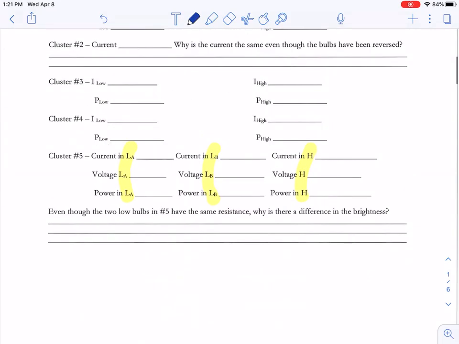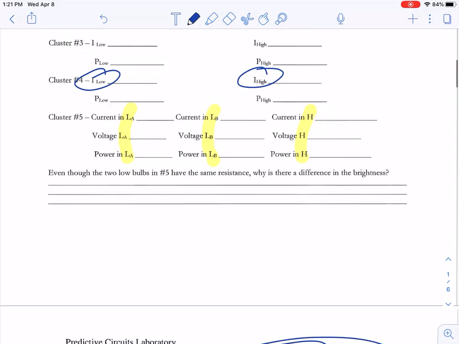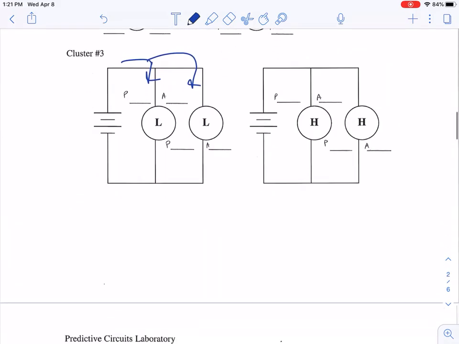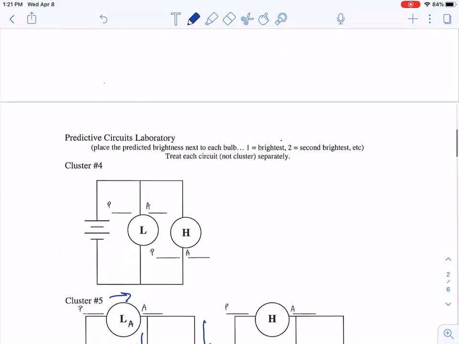So on cluster number 4, current on the low, current in the high. I only want the current that's flowing into the high side, and I want the current that's flowing into the low side and then on the high side. I don't want the current up here. I want the current after it's been split. So this is a deal where you're going to have to go through and do those calculations.